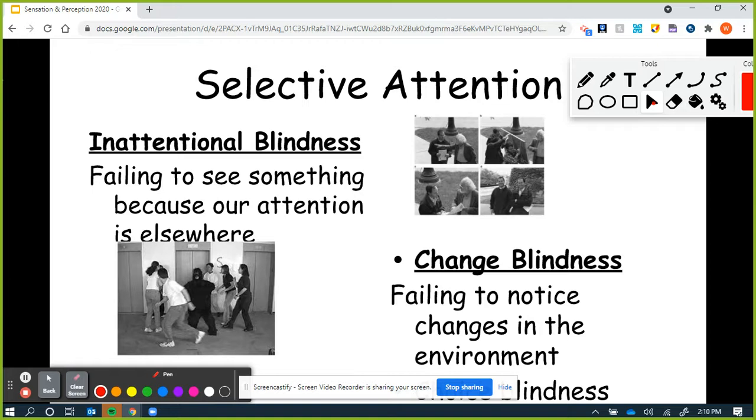So if you fail to notice that the lights have been turned down a little bit, or if I walked out of the classroom, put on a different shirt, and came back in, there's a very good chance that people would not even notice, because you're not looking for it. You're not expecting it, and so therefore you're probably not going to notice it.